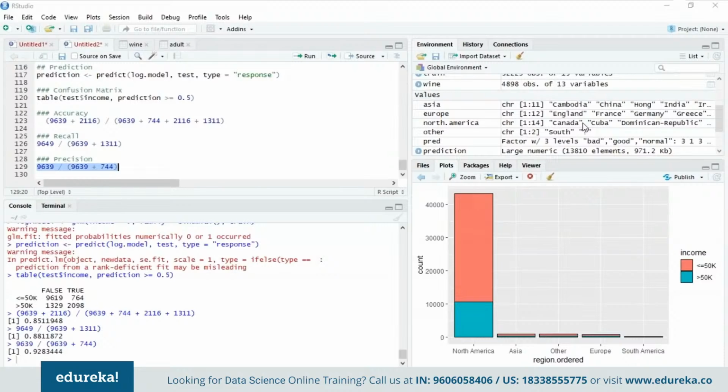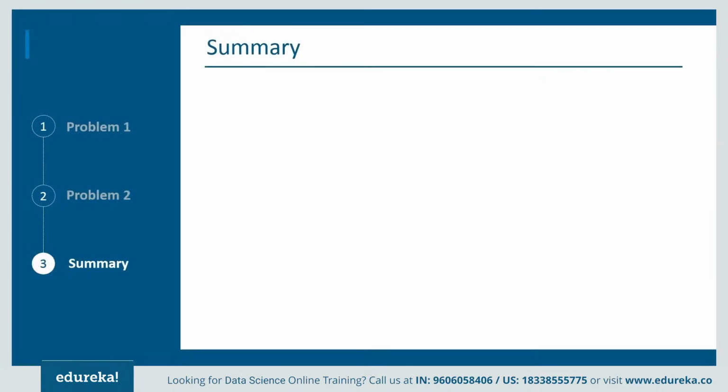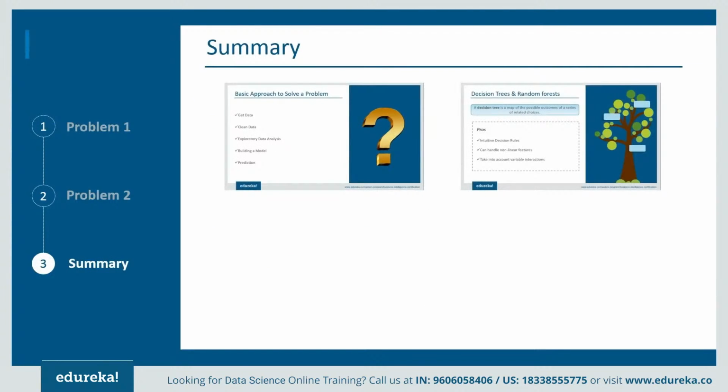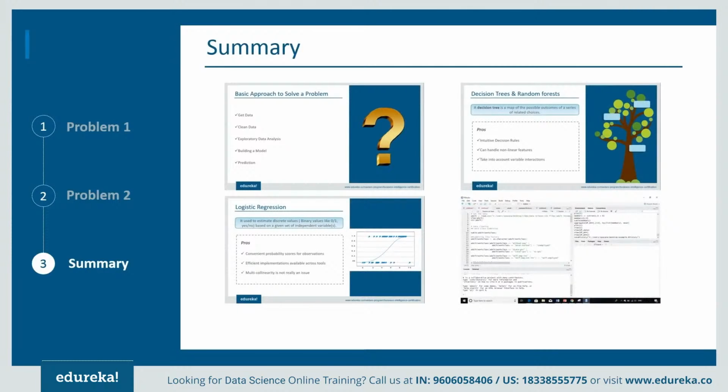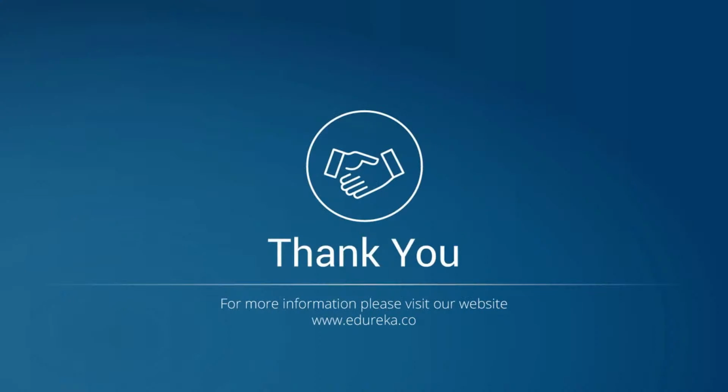Let's summarize what we have learned in this session. So in this session, we have talked about the basic approach towards a data science problem and how to go about it. We talked about decision trees and random forests and concepts around linear and logistic regressions. We also worked on 2 different projects and built prediction models or data models using the basic concepts of supervised learning. So with that, I conclude my session.